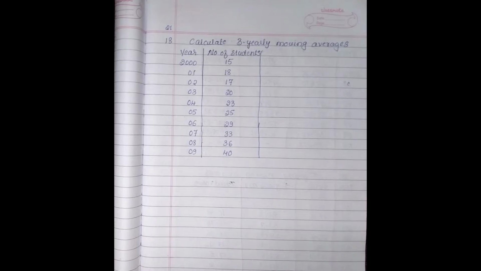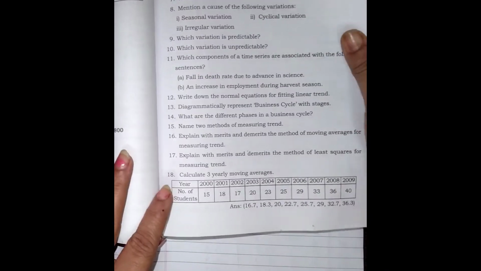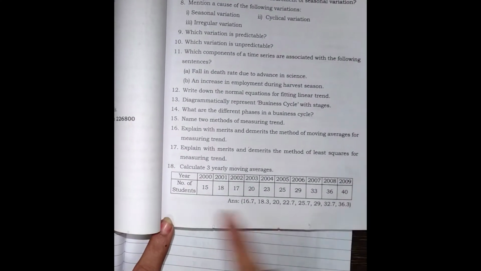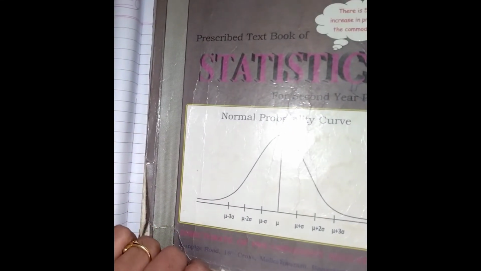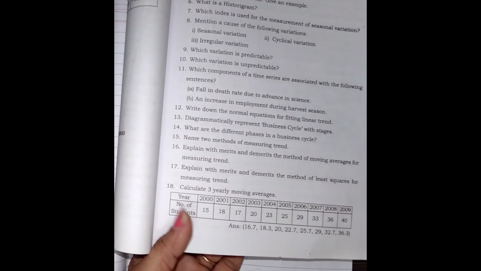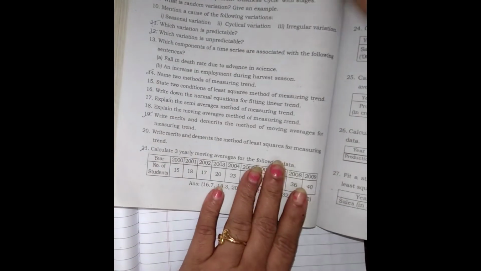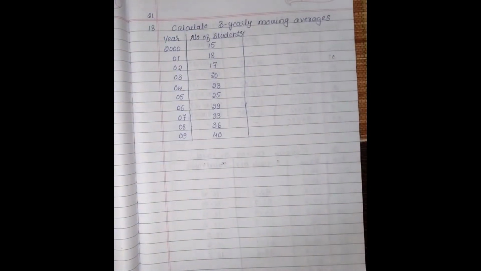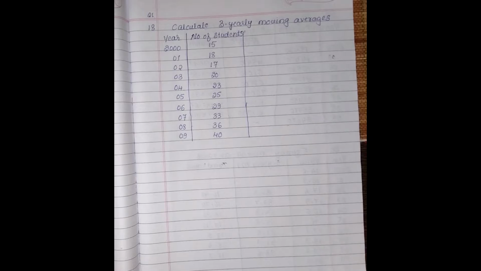In the moving average, the 18th sum in the exercise. In the old edition book it is the 18th sum, but in the new edition book it is number 21, but the values and figures are the same. I am solving here: calculate 3 yearly moving averages for the following data.